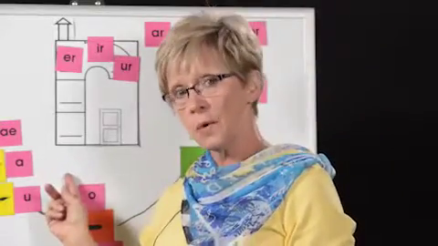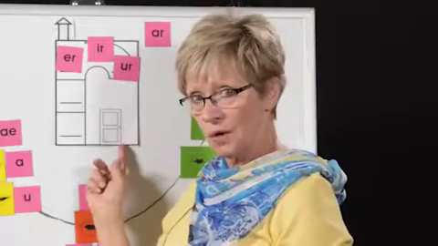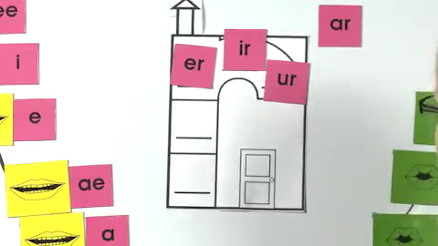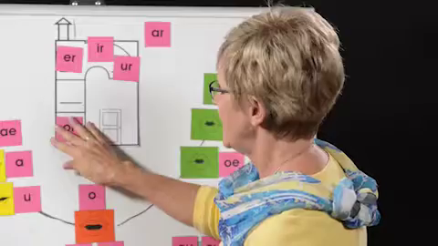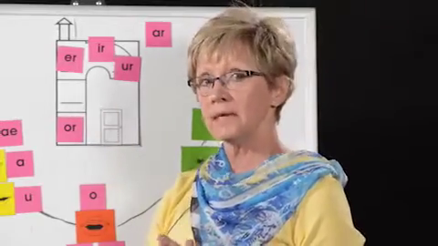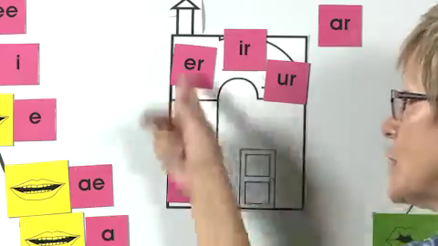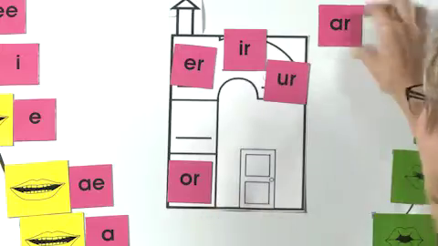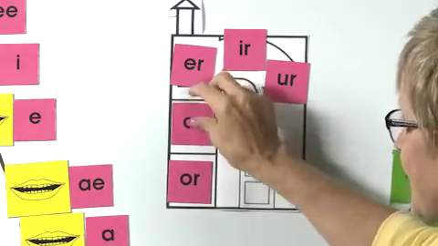On the bottom floor, by the door, is the sound of or, and that's spelled O-R. Every apartment needs a manager, and the manager of this R apartment is Mr. R, and this is how he spells his name.